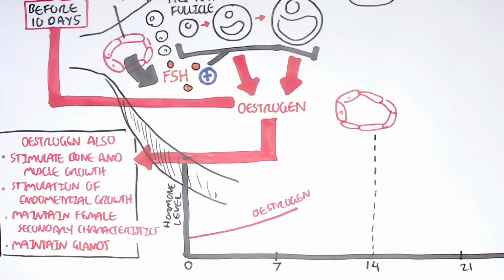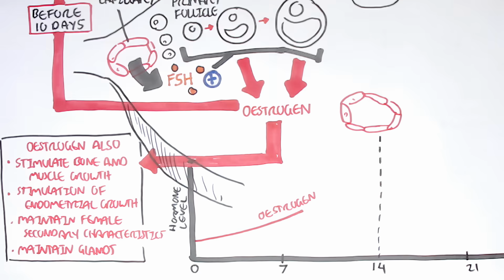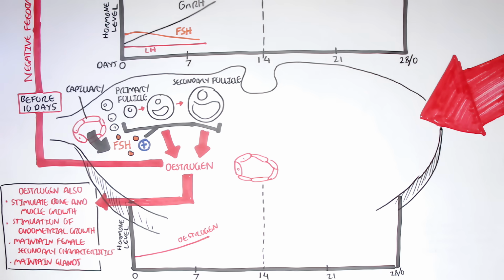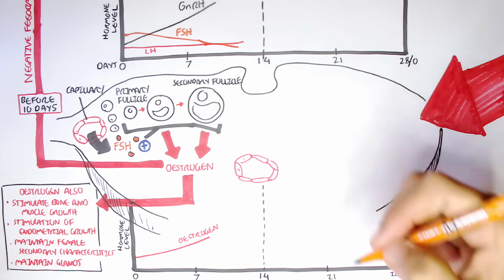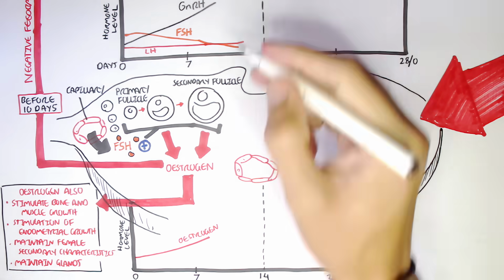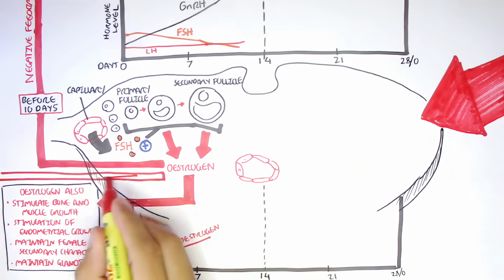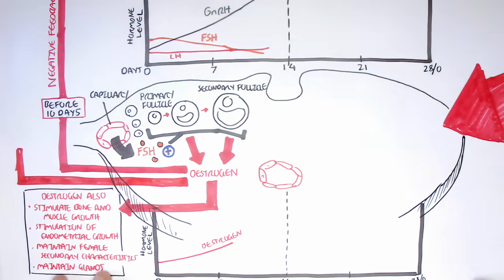So just to draw this graph up to 10 days of the menstrual cycle, we see a steady low concentration of luteinizing hormone due to the inhibitory effects of estrogen in the first 10 days. And we also see a steady drop of follicle-stimulating hormone due to the increase in estrogen levels as well, which has a negative feedback. So what happens after 10 days?